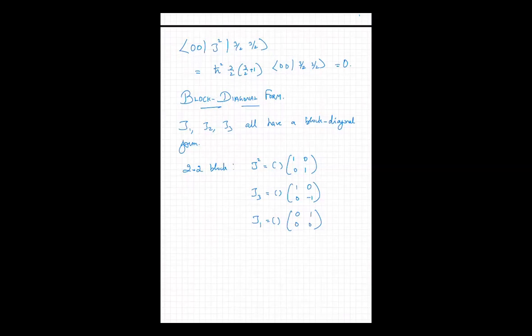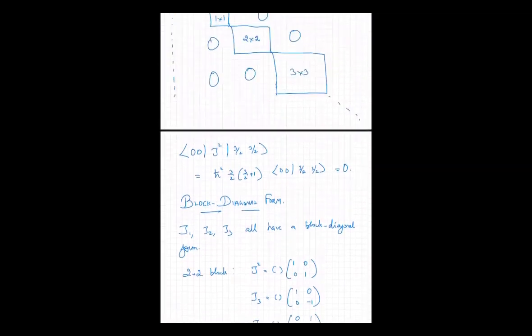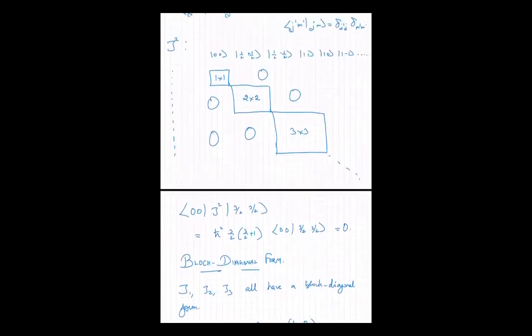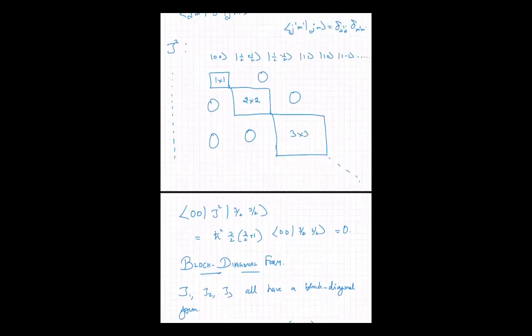Because these are the eigenvectors of J square and J3. But since these are not the eigenvectors of J1 and J2, within each block, J1 and J2 will have off diagonal elements. But J1 and J2 will not have anything outside this structure. So for example, if I write down a similar block diagonal form for J1, I will not have an element, a block over here.